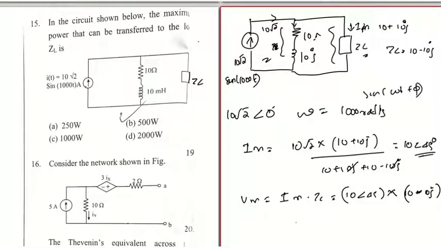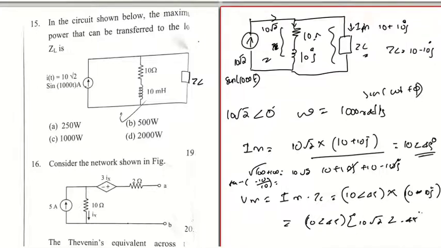Writing 10 minus 10J in another form, the modulus is root of 100 plus 100, which is equal to 10 root 2. The angle is tan inverse of B by A, which is minus 10 divided by 10, equal to tan inverse of minus 1, which is minus 45. So ZL is 10 root 2 angle minus 45, and Vm is equal to 100 root 2 angle 0. Angles are added and the magnitudes are multiplied.